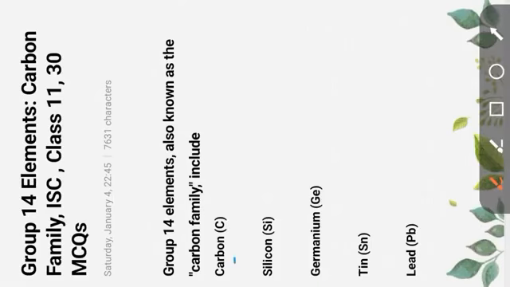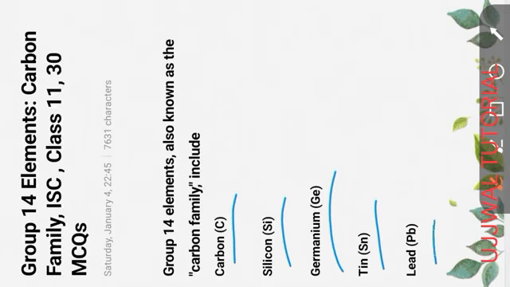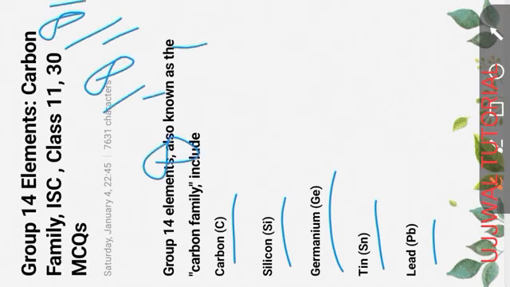My dear viewers, now we discuss group 14 elements, that is the carbon family, based on ISC class 11, the most important 30 MCQ question answers. Group 14, the carbon family, has the elements carbon, silicon, germanium, tin and lead. Atomic numbers follow the pattern 8, 18, 18, 32.